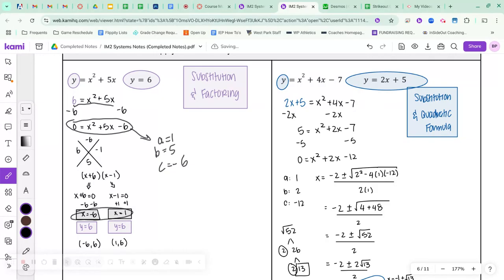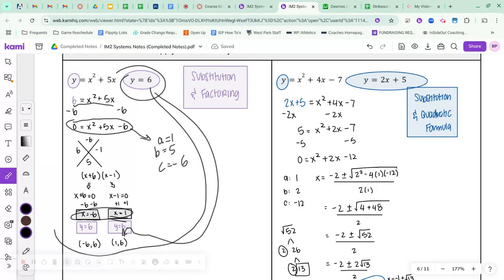Okay. Now, once you're done with that, you have to plug it back in. But the nice thing is, y is always going to equal 6. So that goes with the x value of 1. And it also goes with the x value of -6. So you have your two solutions, (-6, 6) and (1, 6).